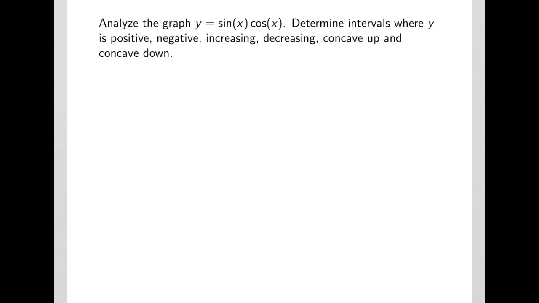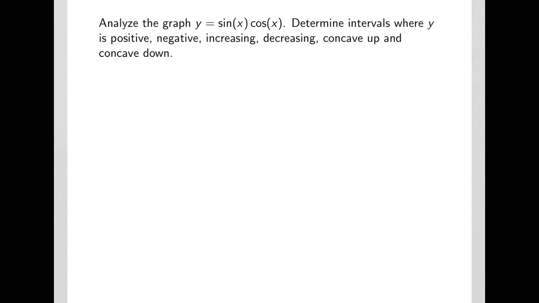In class, we were working on this problem where we were analyzing the graph y equals the product of the sine function and the cosine function. And a number of students had some continuing questions relating to finding where various functions were positive and negative. So I wanted to illustrate how this works. And I'm going to do this a couple different ways.